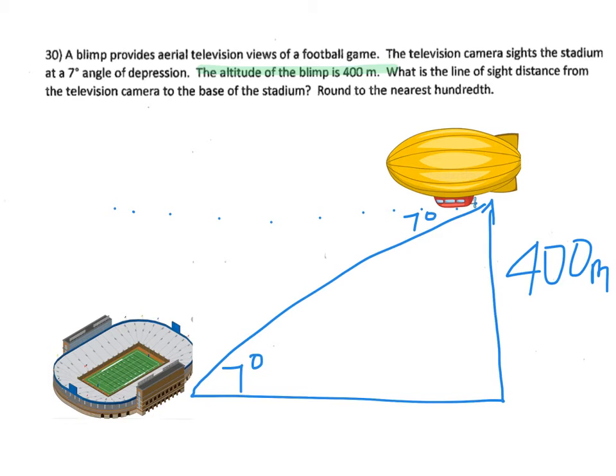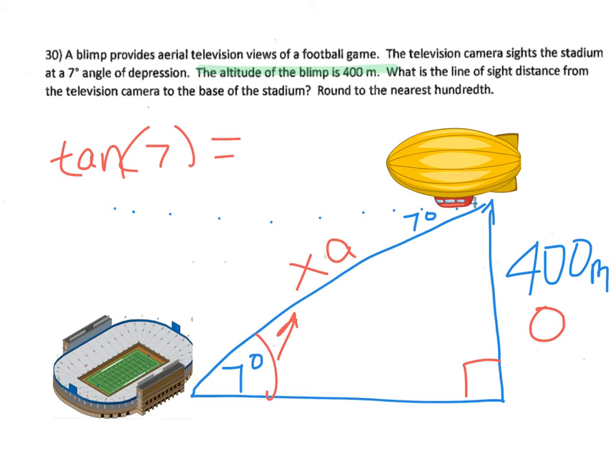So if I were to look at the angle given, let's just say this angle right here, notice that I have an opposite, so 400 is going to be our opposite, and we have the 7 degrees, and it's asking us to locate a missing side. It wants to know the line of sight distance from the television camera to the base of the stadium. So what it's asking us to find is that distance right there. And this would be the adjacent side to the 7 degrees. So we have O and A, so that's going to give us an opportunity to use our tangent formula. So tan of 7 degrees is equal to O over A, so 400 over X.